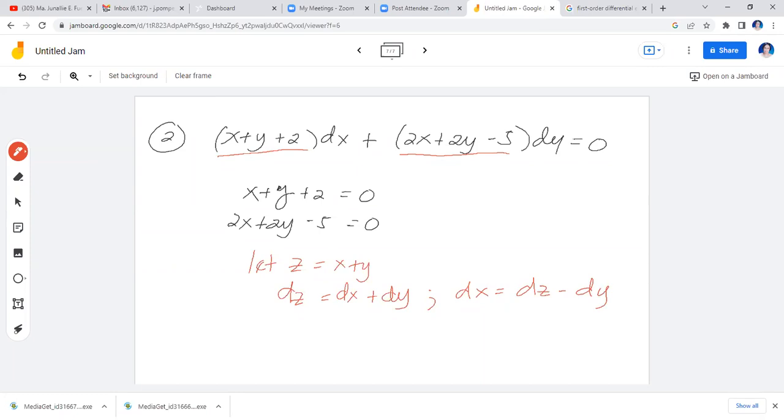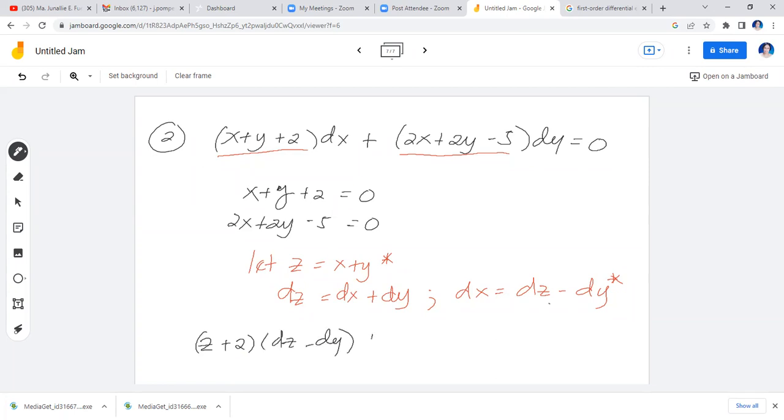Now this one and this will be used in the original DE. So I'll go back to the original DE. You change x plus y to z, so you have z plus 2. This is really the substitution that we're doing. And dx would be this one, dz minus dy.